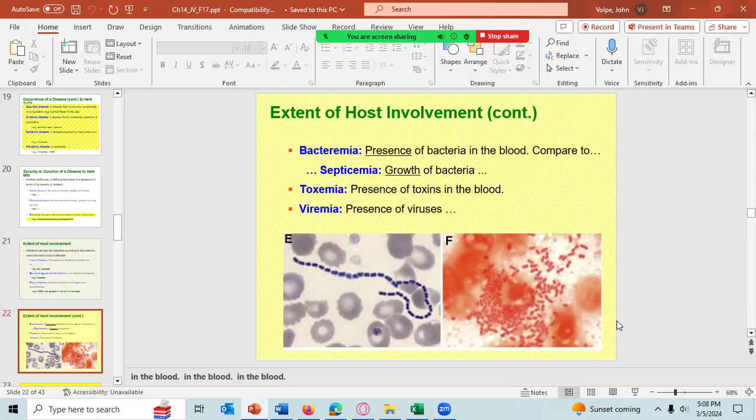A bacteremia is the presence of bacteria in the blood that differs from septicemia, which is the growth of bacteria in the blood. Usually, when clinicians sample the blood, they're only looking for bacteremia, but in a microbiology lab, they can determine if the patient has septicemia. Both are bad, by the way. Toxemia is the presence of toxins in the blood, and viremia is the presence of viruses in the blood.